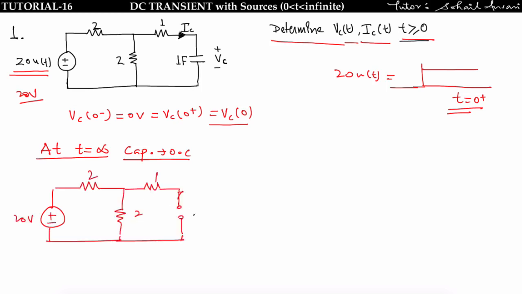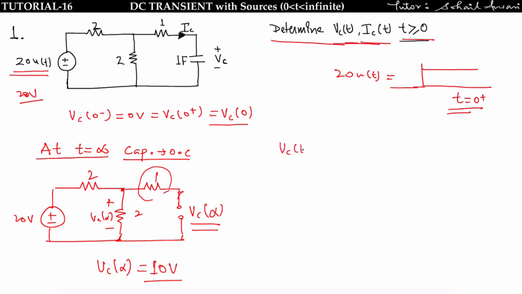Okay, since this is open circuited, no current will flow here, so no drop across this 1 ohm resistor. So the voltage across the capacitor at t equal to infinity will be nothing but the voltage across this 2 ohm resistor. This is Vc of infinity, which you can easily find by the voltage division rule. Since the 2 and 2 are connected in series, this is open circuited, so equal voltage drop will be there according to the voltage division rule, that is, I will get 10 volt. Okay, so now you have to find the Vc of t for t greater than 0.